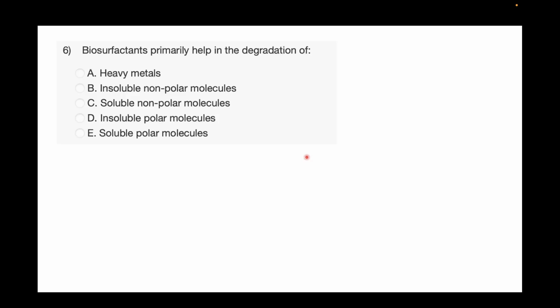Okay, I think it's time to revisit this question. It's already a few minutes now. Biosurfactants primarily help in the degradation of dash, and in the chat box, option B. Okay, so let us check what is the correct answer to this question. Indeed, option B is the correct answer. Biosurfactants are primarily used for degradation of insoluble non-polar pollutants. Non-polar means hydrophobic and they are insoluble.